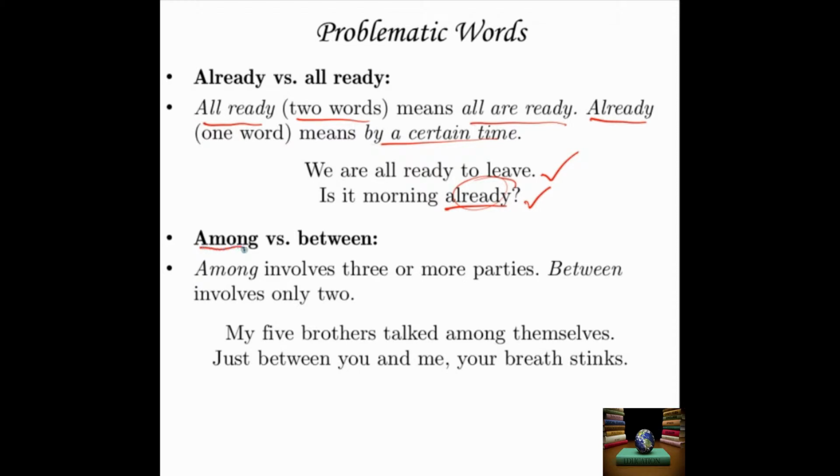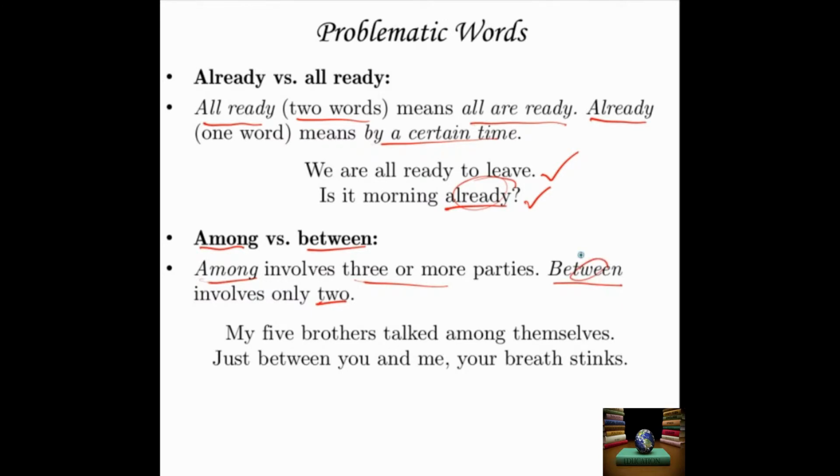Next, among versus between. These two words get mixed up a lot, these two prepositions, and I'm about to explain the difference. Among basically means in and among 3 or more parties. Between involves only 2. Just remember the "tween" in the middle.